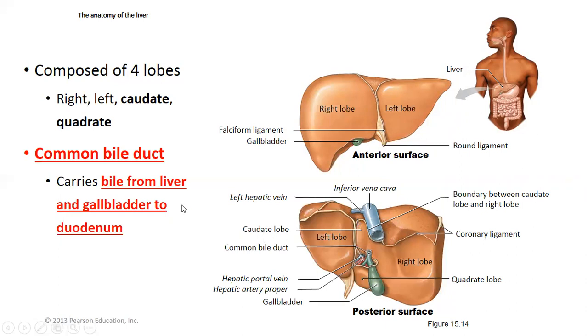There's also associated with the liver something called the common bile duct, and that's here. The liver produces bile. It's the major job of the liver in the digestive system, though the liver has a lot of different jobs in the body. But with regard to the digestive system, one of its major jobs is to produce bile that helps break down fats in the intestine. So the common bile duct basically takes bile from the liver and the gallbladder and transports it to the duodenum.